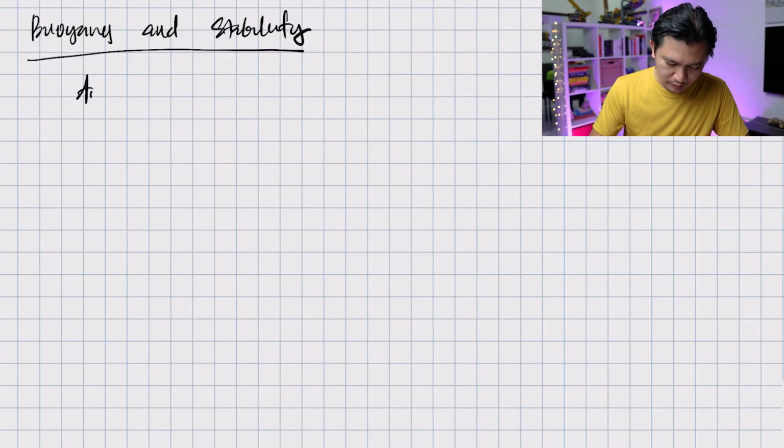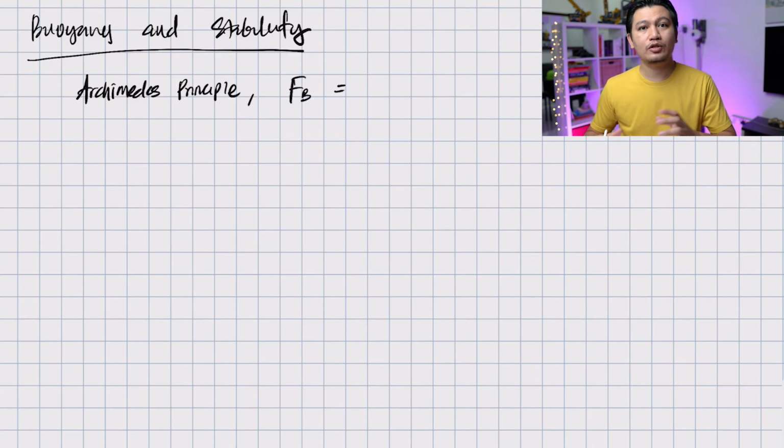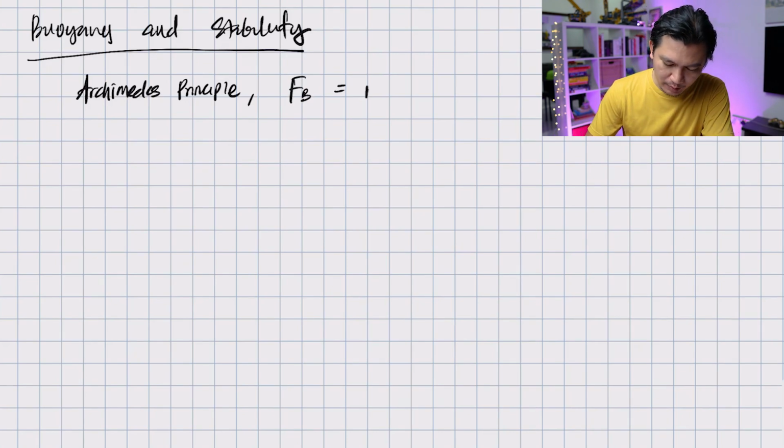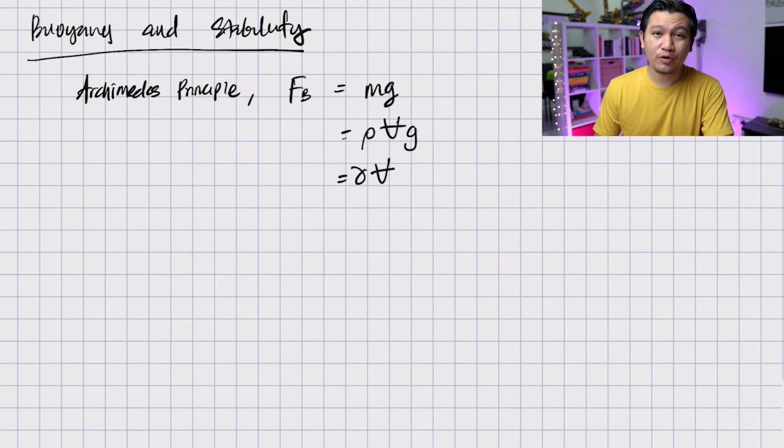Okay, so Archimedes' principle states that the buoyant force is equal to the weight of the displaced fluid. And we know that weight equals mg, and that m, the mass, is actually rho times volume, times gravity. So this becomes the specific weight times volume. And one very important thing that you must remember is that this is the volume of the displaced fluid.